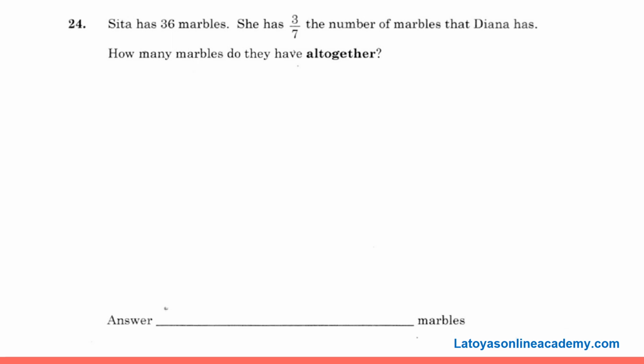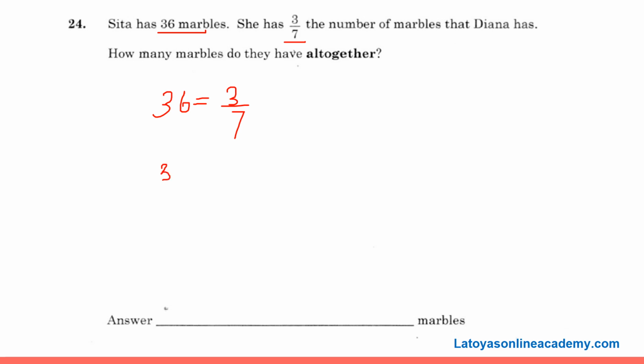So important information here is that Sita has 36 marbles. She has 3/7 the number of marbles that Diana has. So 36 is equal to 3/7, yes? So 36 marbles is equal to 3/7 of Diana's own. So we need to calculate how many marbles they have all together. Now before we do that, we know how much Sita has, so we need to calculate how much Diana has. Alright? So let's work it out.